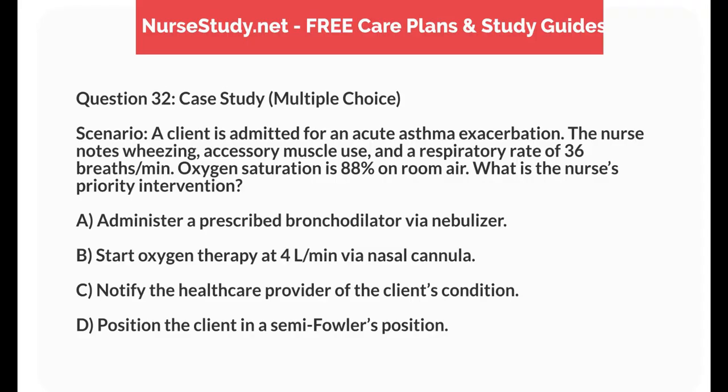What is the nurse's priority intervention? A. Administer a prescribed bronchodilator via nebulizer. B. Start oxygen therapy at 4 liters per minute via nasal cannula. C. Notify the healthcare provider of the client's condition. D. Position the client in a semi-Fowler's position.